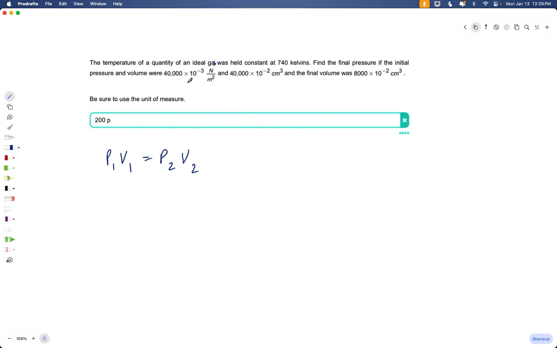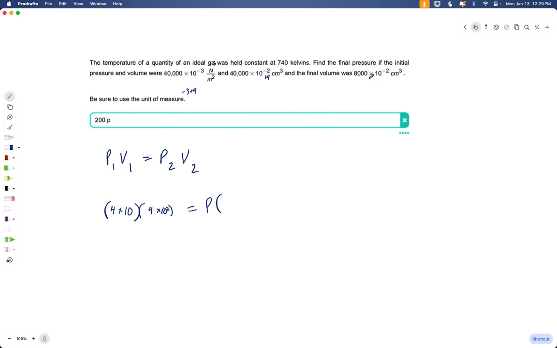So this is going to be plus 1, 2, 3, 4. So 4 times 10 to the -3, plus 4 is 1. So that's to the 1. 4 times 10 to the 1. And then our initial volume is going to be 1, 2, 3, 4. So plus 4 would be 2. So that's going to be 4 times 10 to the second power is equal to, we don't know what the final pressure was, so that is our variable.